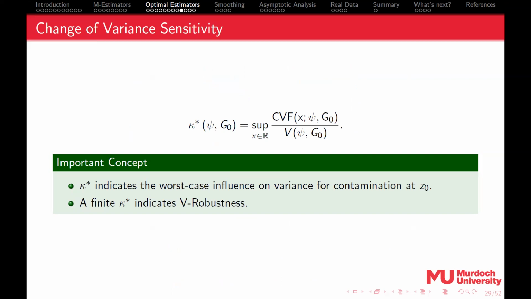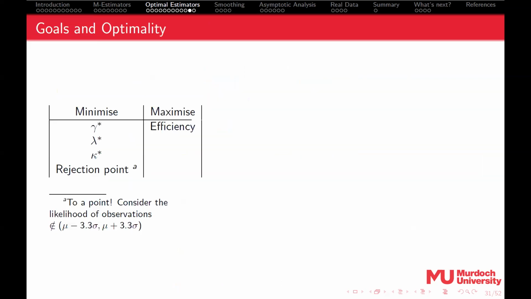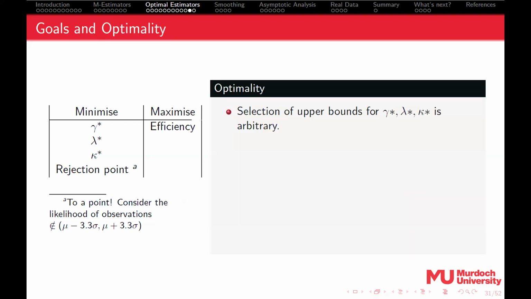Hopefully you're still with me. We've talked about the rejection point. I'm not going to dwell on this too much. So what's the goal? We want to minimize the gross error, local shift, and change of variance sensitivity, and bring in the rejection point with sensible bounds, but we want to maximize efficiency. And there's a lot known about this already. The upper bounds for those sensitivities can be chosen somewhat arbitrarily.